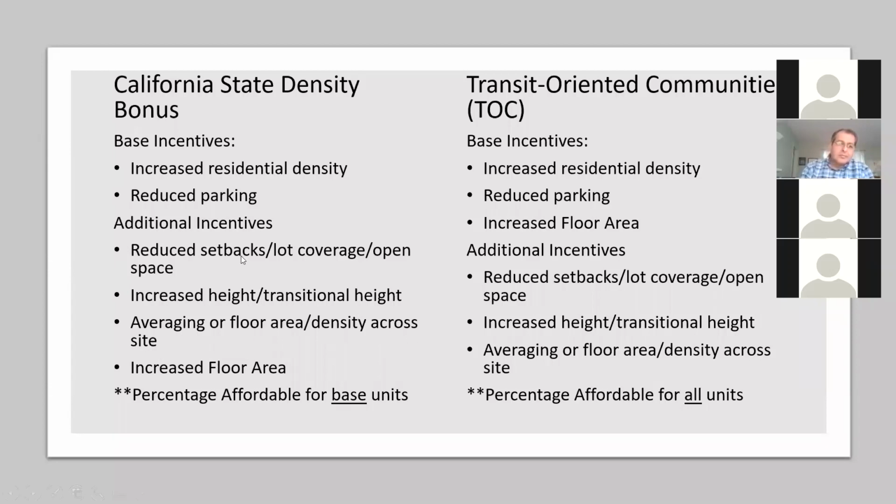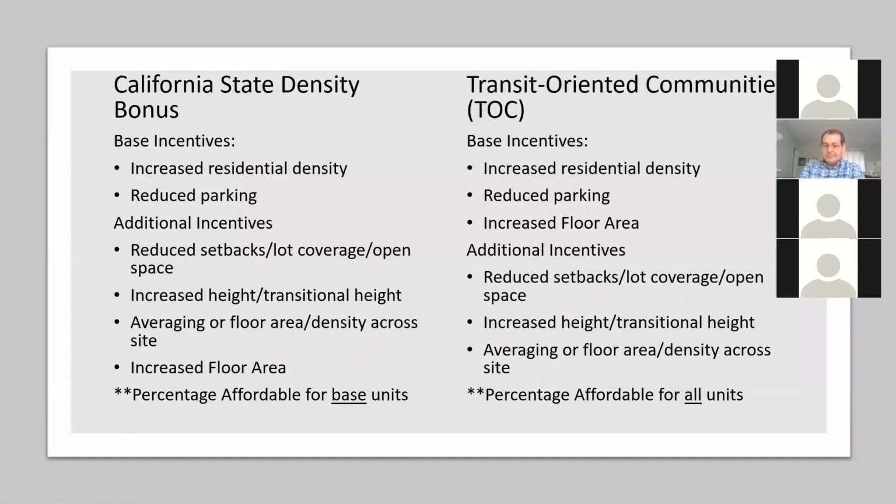So just going into a little bit more detail about the differences. They mostly function the same, where you're allowed base incentives. So basically what you get automatically when you apply for it, and that'll be increased density and reduced parking. But for TOC, they also added increased floor area as a base incentive, whereas it's an additional incentive in the density bonus ordinance. But otherwise, it's usually reduced setbacks, lot coverage, open space, and increased height or transitional height as an additional incentive that needs to be applied for.